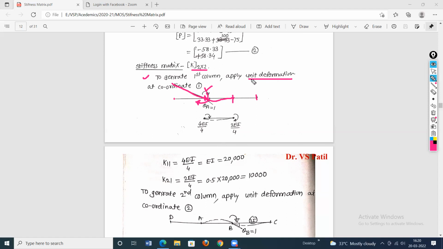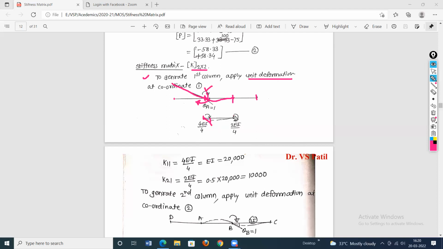Now due to application of this unit deformation, some internal forces will be induced at the ends of the member. Internal, that is moments as well as the reactions. Now for this particular AB part, from this to this, the moment is acting from the top. Then this slope will be equal to 1. Now to produce this slope equal to 1, how much moment is required to apply? 4 EI by L. Okay, so here it is 4 EI by, and span equal to 4 meter.